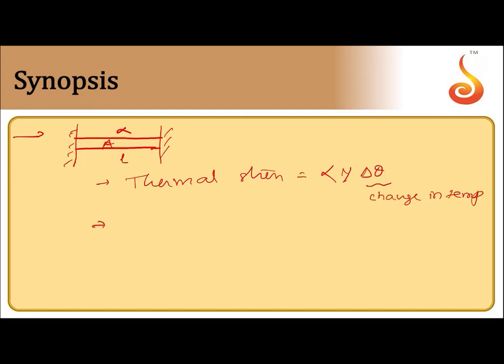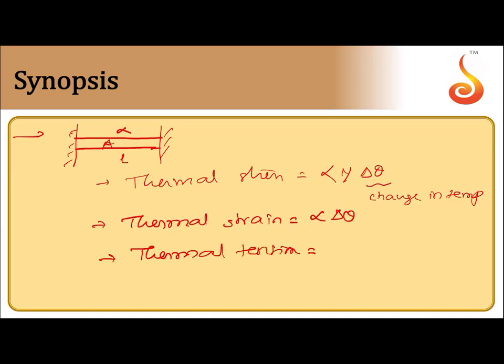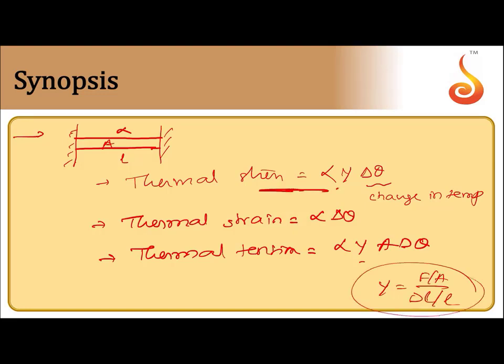And strain, thermal strain, is given by alpha delta theta, and thermal tension, that means the actual force, is given by alpha Y A into delta theta. It comes from the definition of Y. Y is given by F by A divided by delta L divided by L. So thermal stress is alpha Y delta theta. Strain is given by this expression, while tension is given by this particular expression.